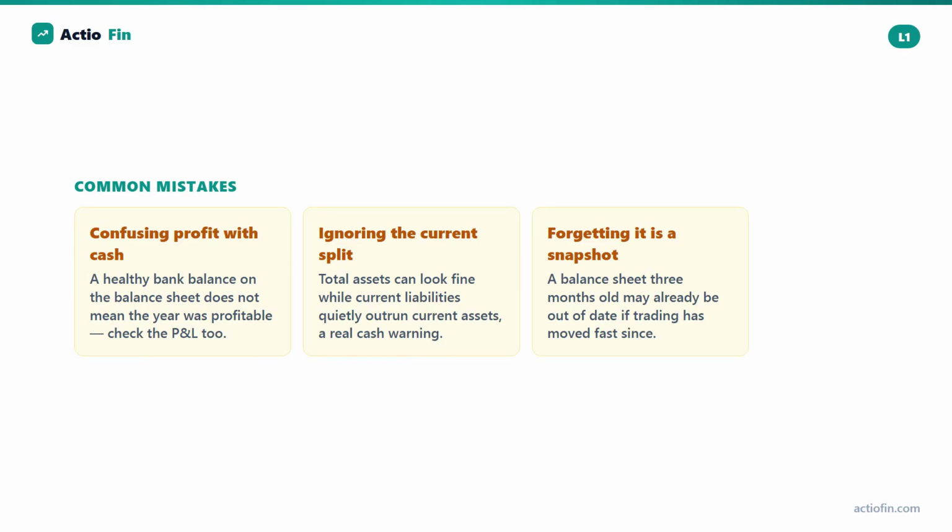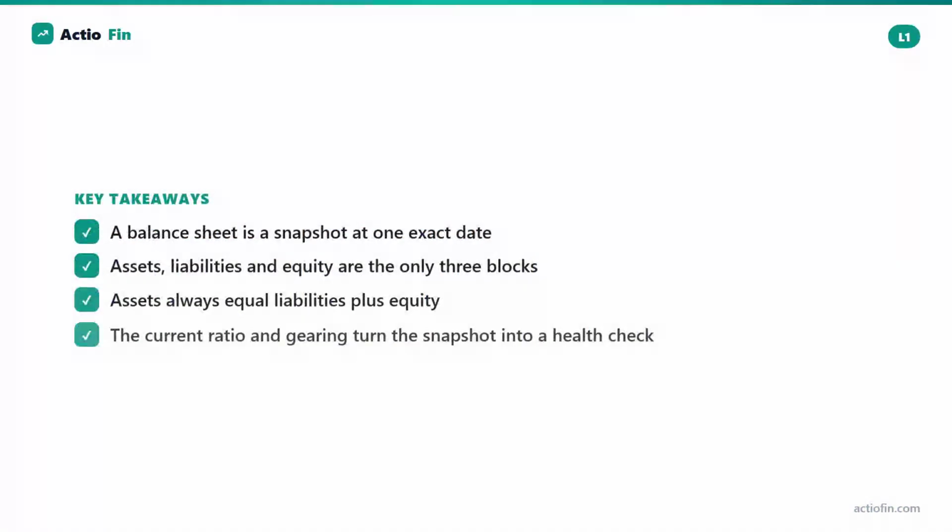To recap, a balance sheet is a snapshot at one precise date, never a period. It is built from only 3 blocks: assets, liabilities, and equity. Those 3 are tied together by one unbreakable equation: assets equal liabilities plus equity. And simple ratios built from those blocks: the current ratio for short-term survival, gearing for how leveraged the business is, turn a static list of figures into a genuine, quick health check that a bank or a careful owner can read in seconds.